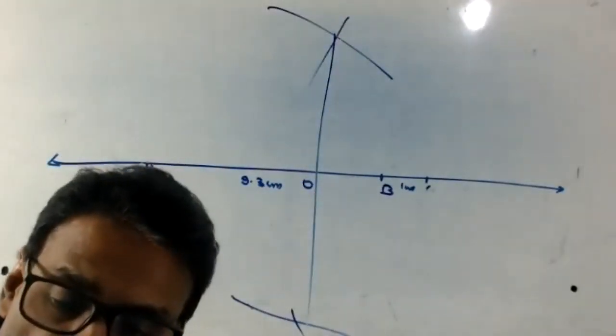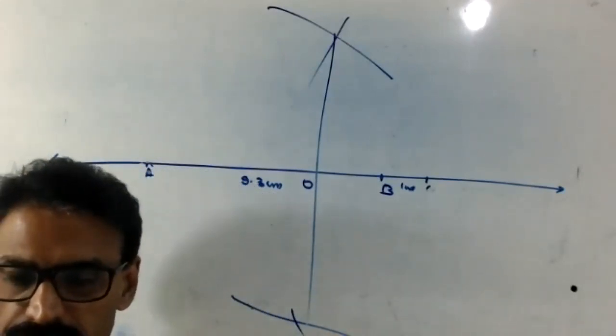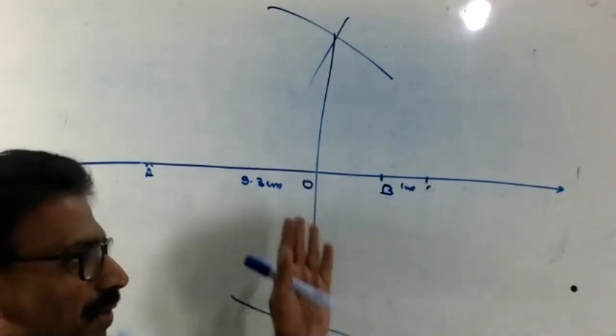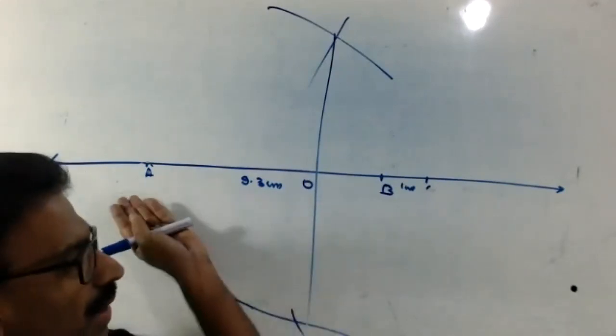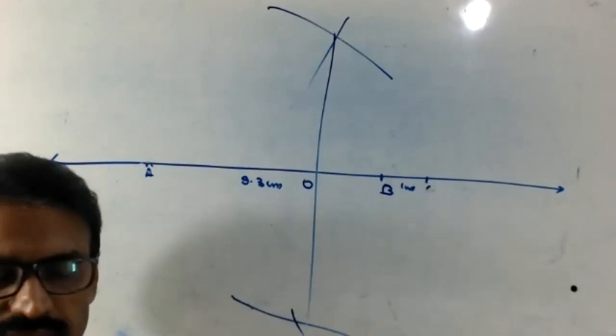You studied how to draw perpendicular bisector in class 8. Did you study or not? Okay, so you can draw that one. Draw the perpendicular bisector of AC, not AB. Then next step is what?